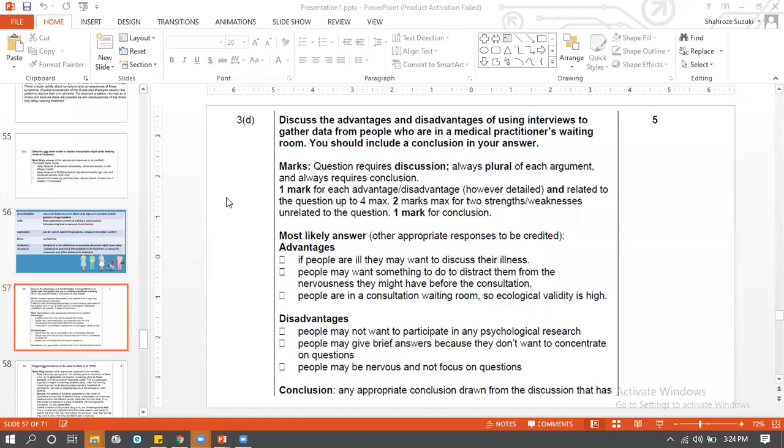So by using an interview method to collect the data from people who are in the waiting room in the hospital, what are the two advantages and what are the two disadvantages of using an interview? The reason why I say two is because advantage is written in plural, so two advantages, two disadvantages. So yeah, I want you guys to come up with your answers.